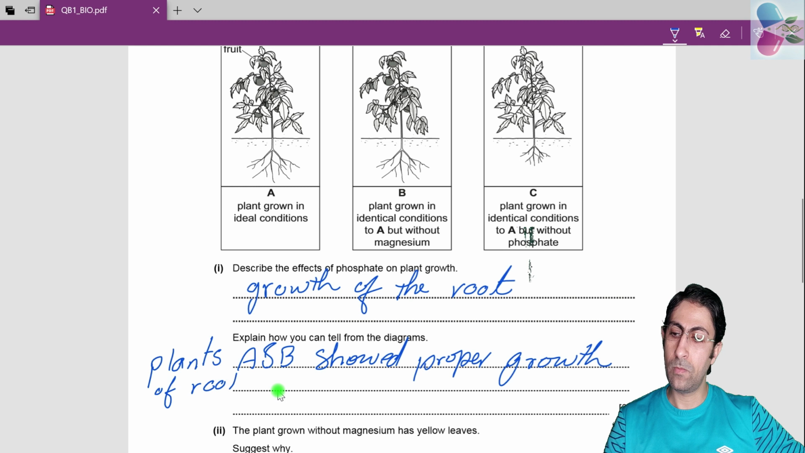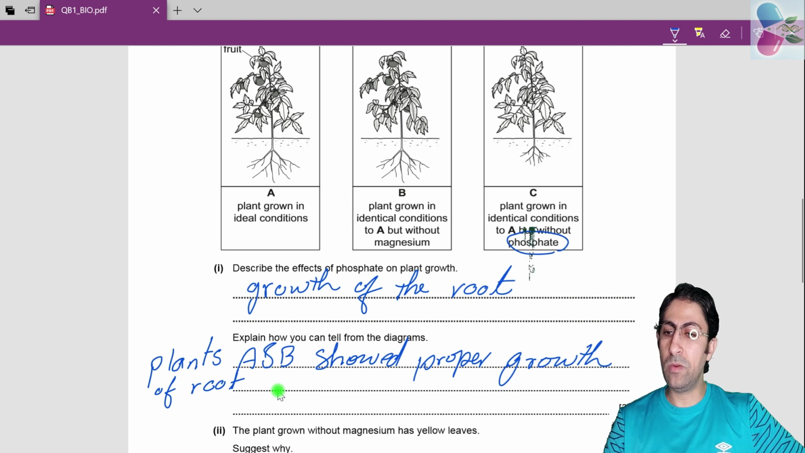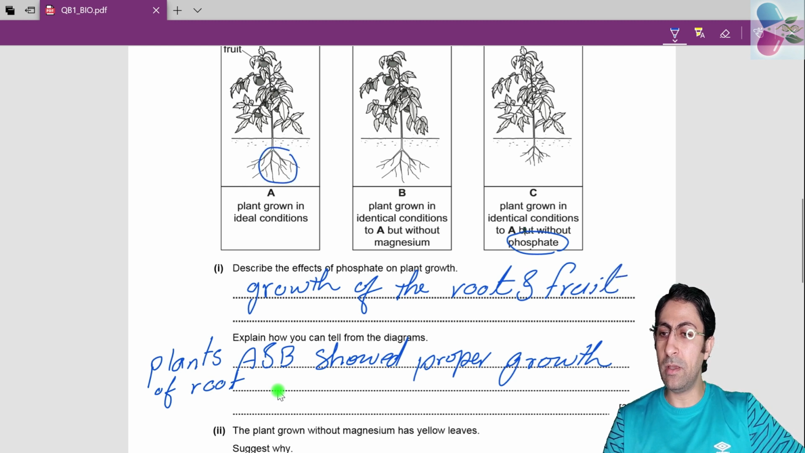Also, by the way, the phosphate is important not only for the root but also for the fruit. We can add it. So if you look here, the proper roots are in plants A and B that contain phosphate, but here it lacks phosphate, so the root is not properly grown. And also if you look here at the fruits, in plant A they grow properly, while they are lacking in plant C, there is no fruit here.